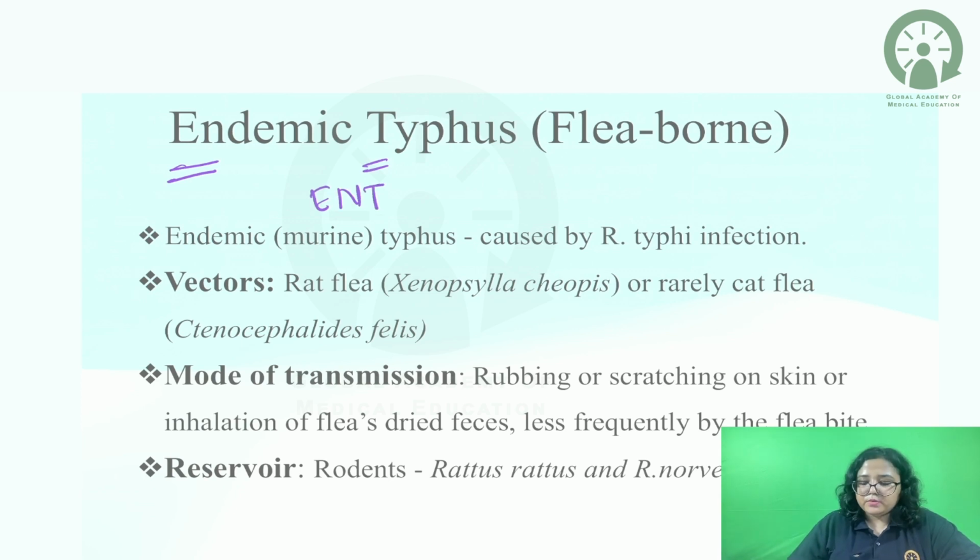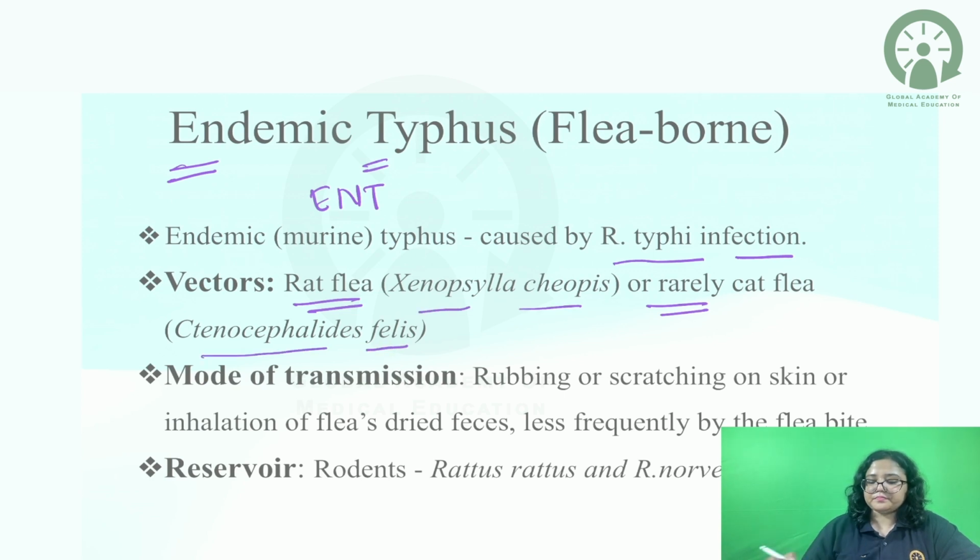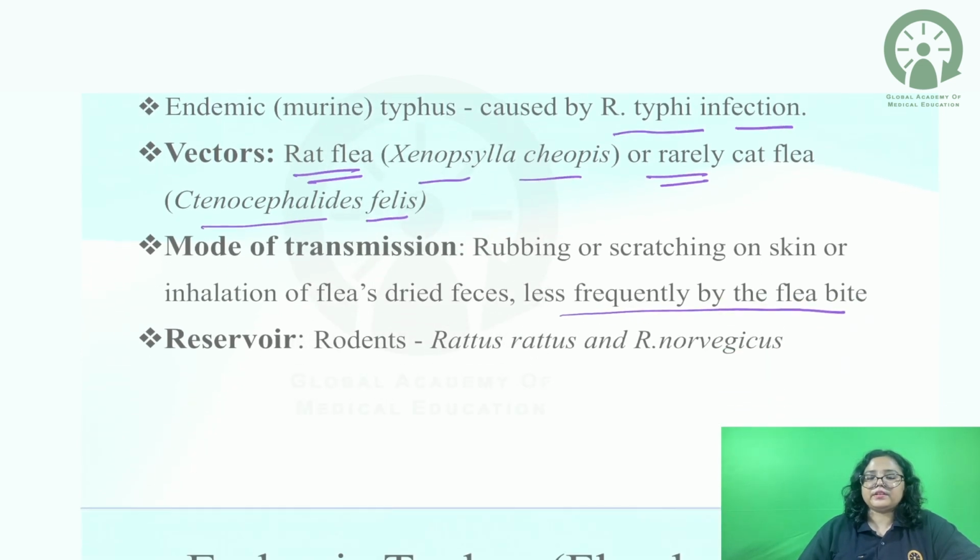So endemic murine typhus is caused by Rickettsia typhi infection. Here the vector is the rat flea or cat flea. The rat flea's scientific name is Xenopsylla cheopis, and the cat flea is Ctenocephalides felis. Mode of transmission is rubbing or scratching flea dry feces on skin or inhalation, less frequently by flea bite. And what is the reservoir? The reservoir is rodents, which is Rattus rattus or Rattus norvegicus.